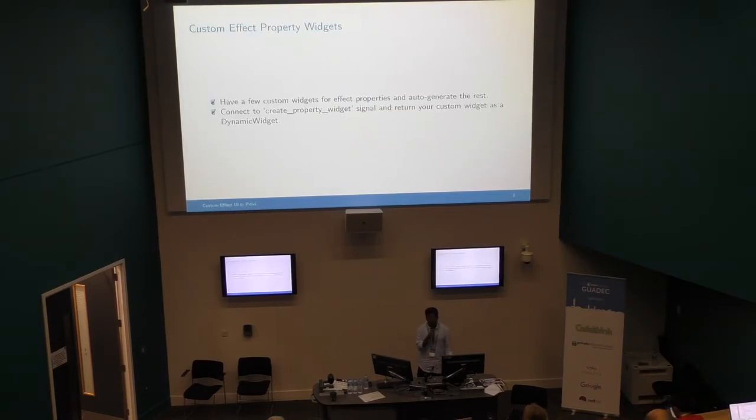Phase two of my work: when I was designing example UI using this, I noticed that normally you don't have to replace everything in the auto-generated UI. You would just like to have a few custom widgets. So that was one of the improvements that I added to this mechanism. To maintain consistency, there's a signal called create property widget. You just have to connect to that, and this time return a dynamic widget, which is a wrapper. I would have liked to do away with this wrapper, but for now, that is one of the drawbacks of this mechanism.